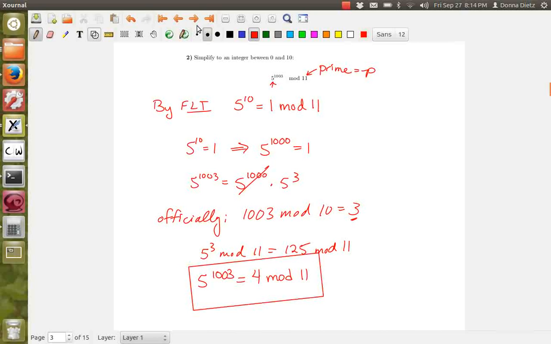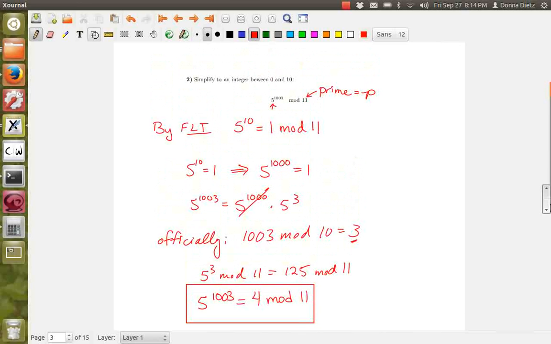11. Okay, that's a little bit crooked. Sorry about that. There we go. That's a little neater. Okay, so hopefully that helps you understand this problem a little better.